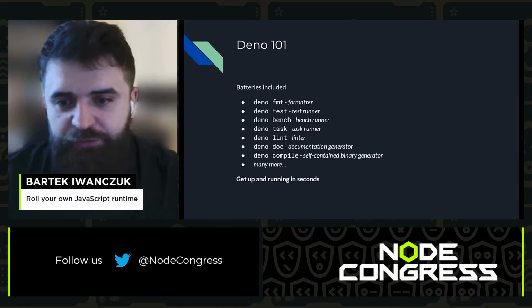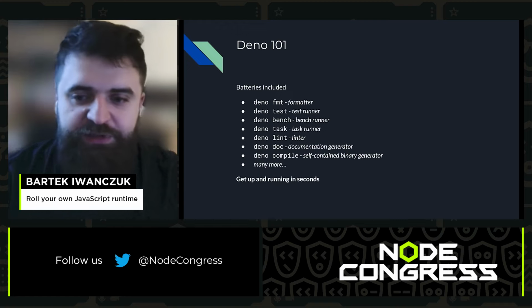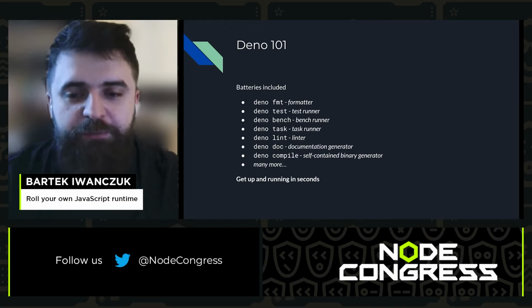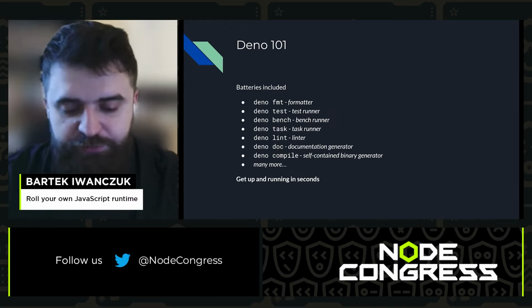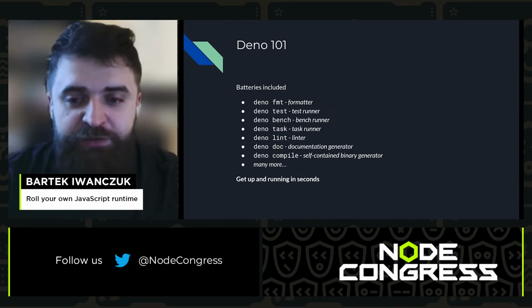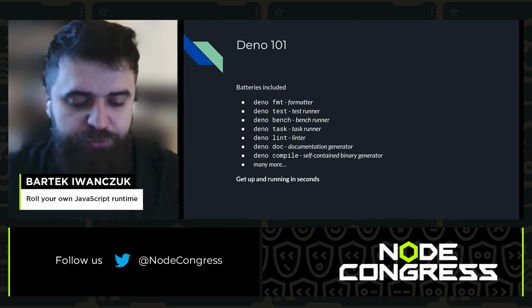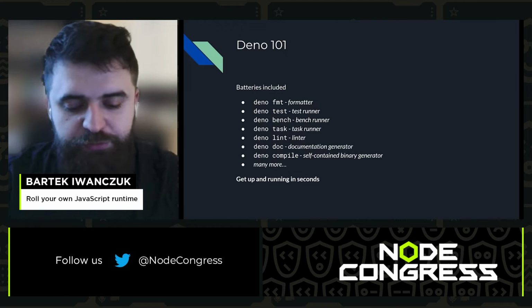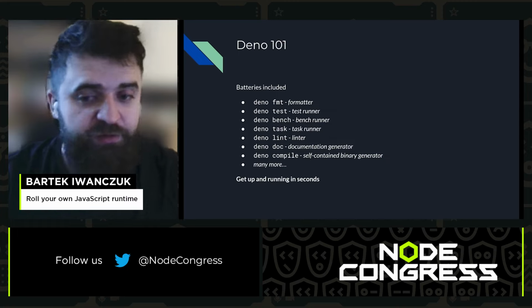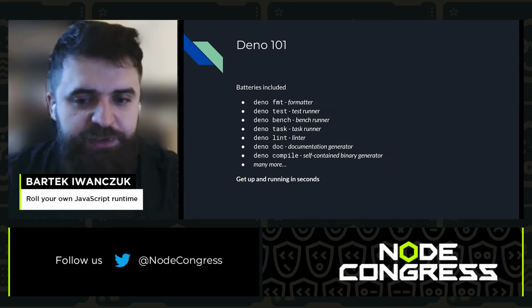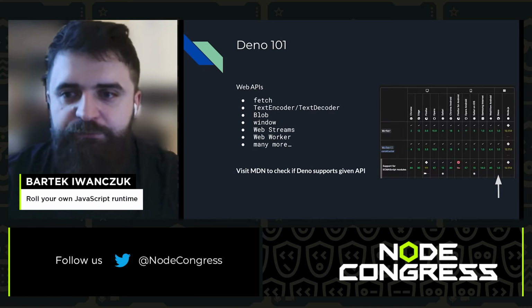Deno comes with batteries included. We got a lot of tooling that allows you to get up and running in seconds. You got a formatter, test runner, linter. You can even create self-contained binaries. That is, it will package all of the source code you provide and give you a single executable file. It's kind of similar to the pkg NPM package you can use.